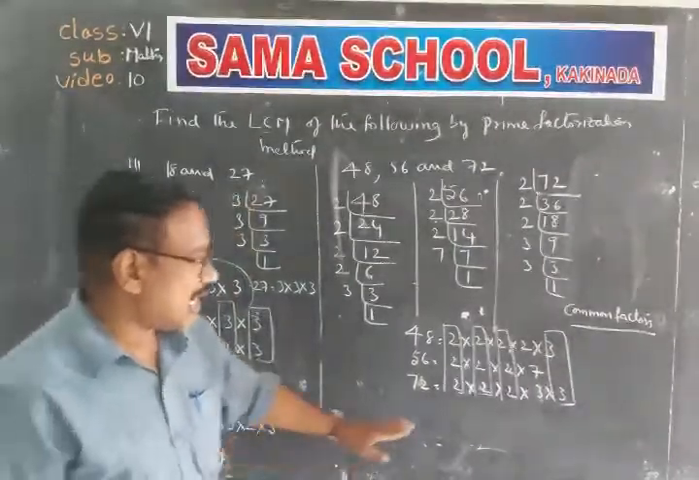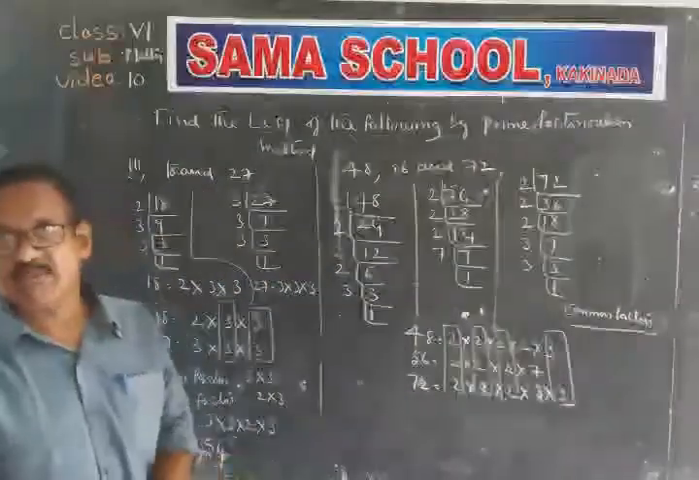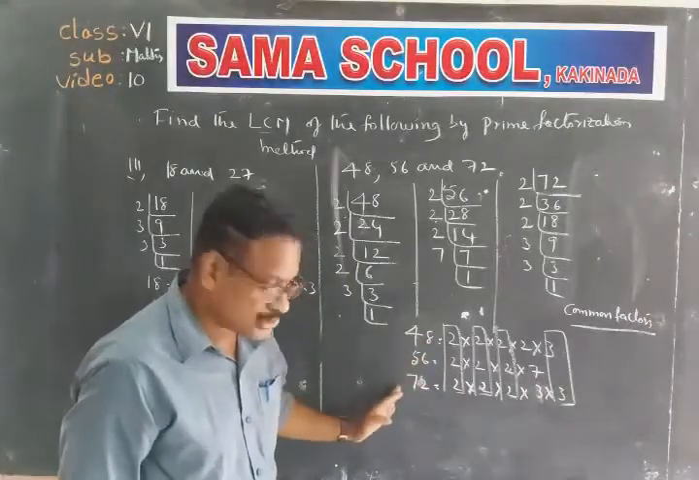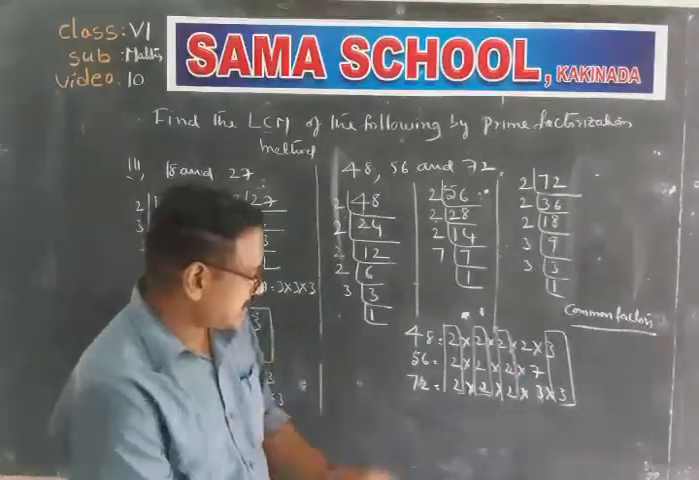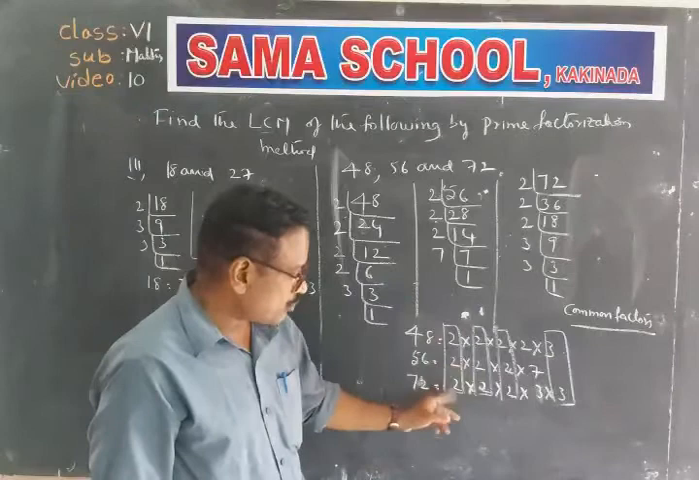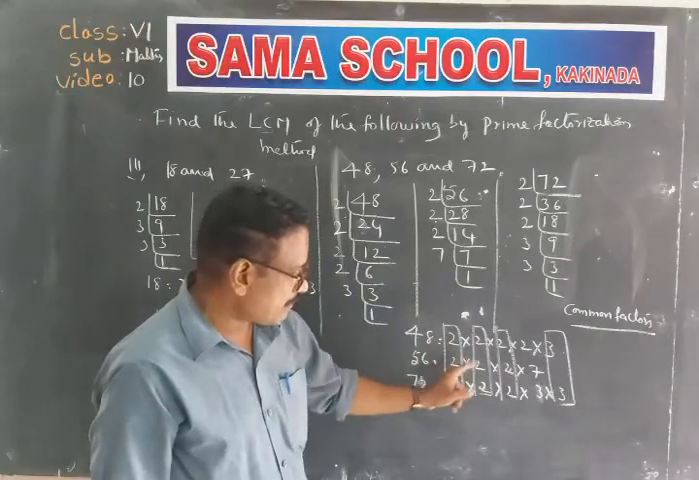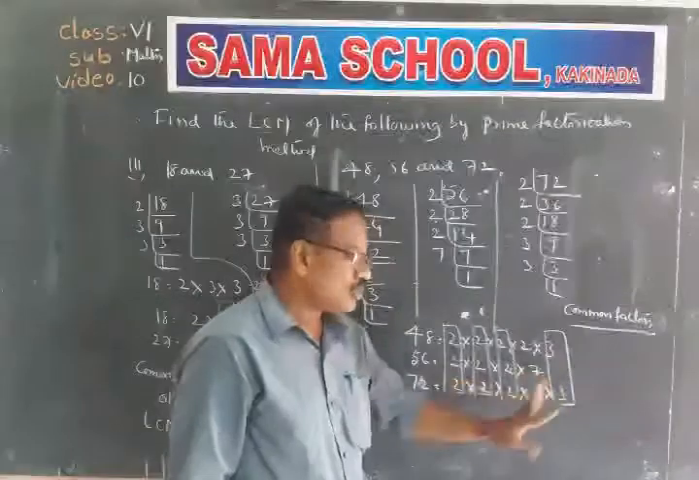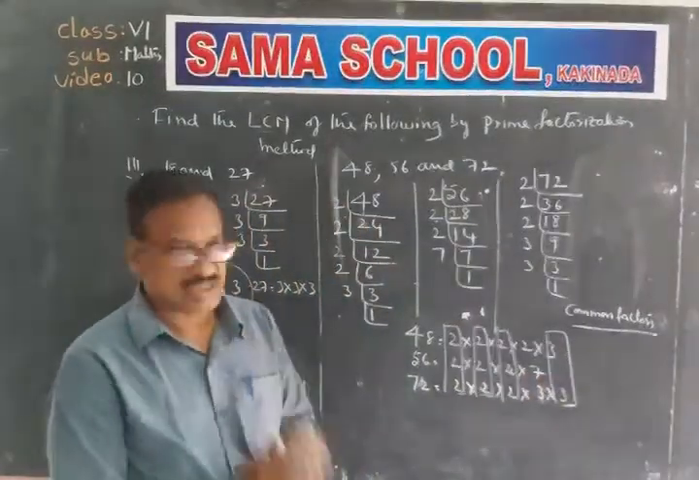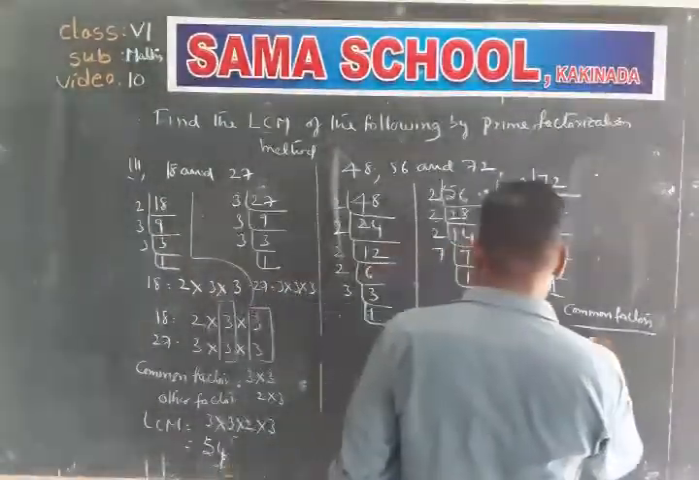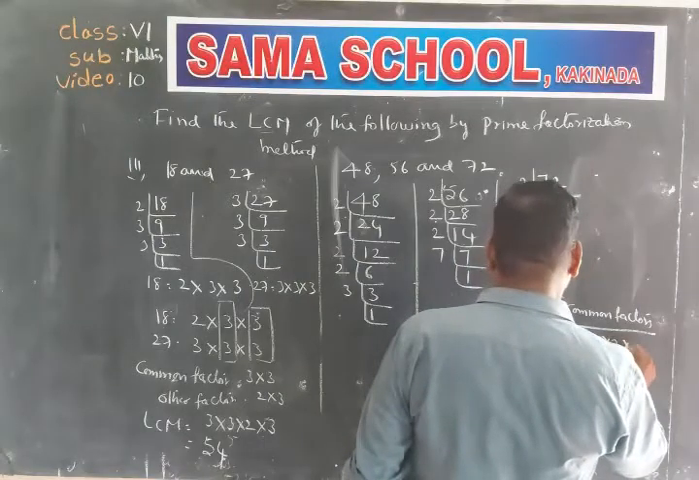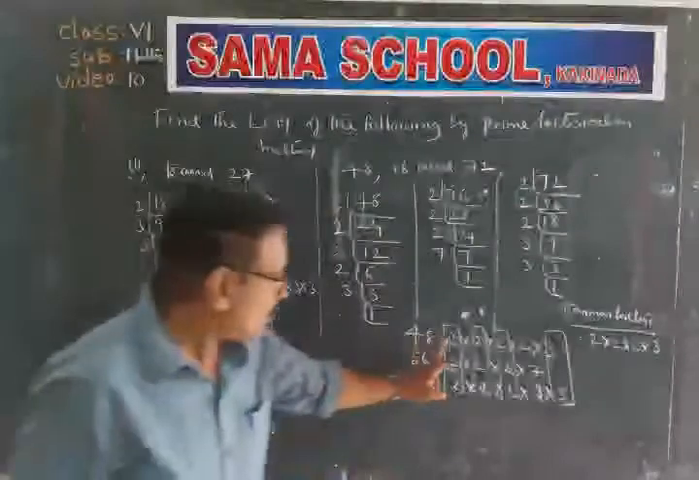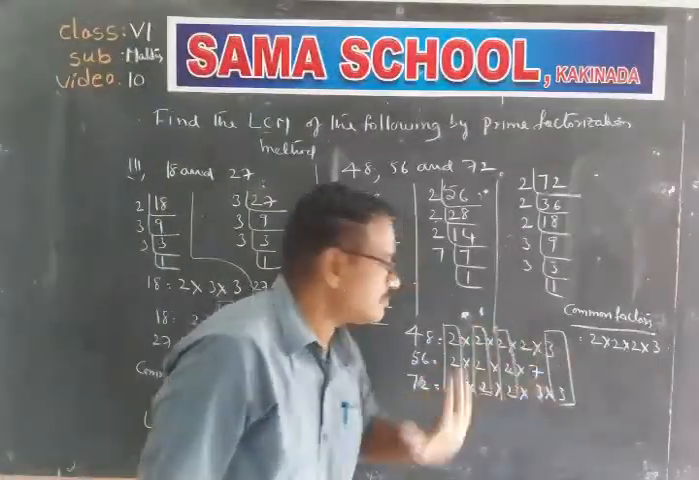Now we write the common factors. In the given 3 numbers, what is the common factor? The first one, 48 and 56, 72, you do the prime factorization. In the given numbers, 2, 2, 2 is the common factor. Then this 3 is also common in the 2 given numbers. Now you write the common factors: 2 into 2 into 2 into 3.